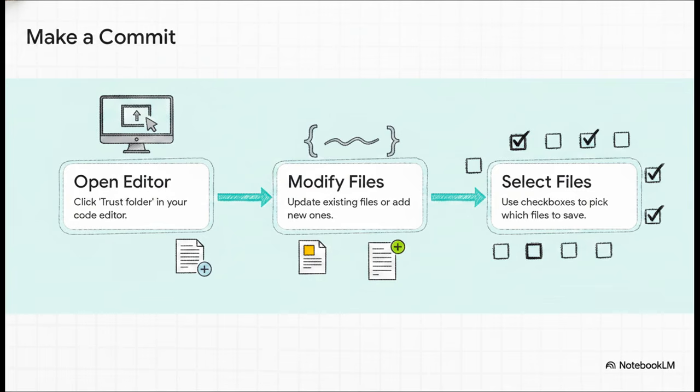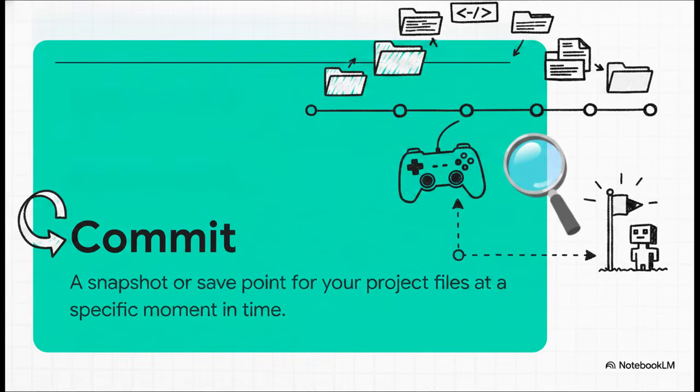It automatically flags your modified README with a little yellow square and a dot, and it marks your new test.txt file with a bright green plus sign. You just use these simple little checkboxes to decide exactly which of these files you want to save together in this batch. And when you group those files together and hit save, you are creating what's called a commit.